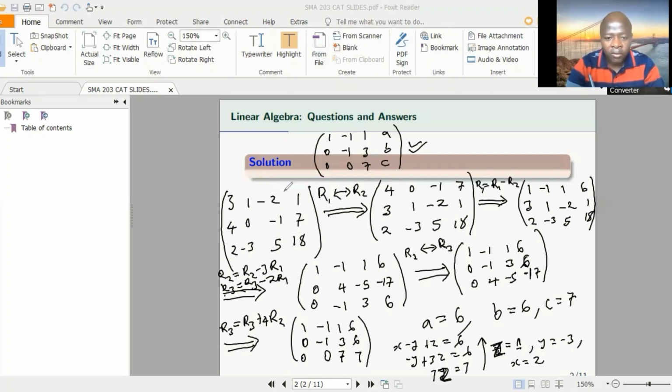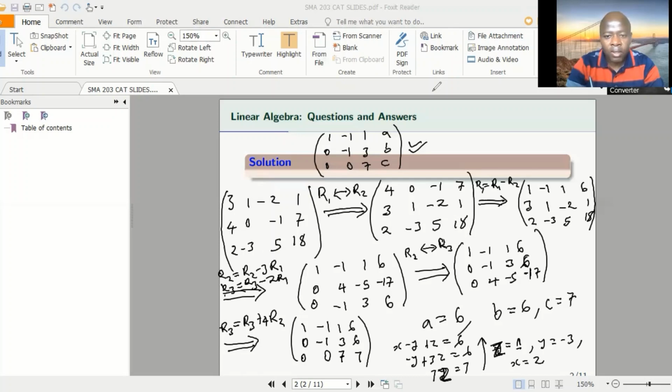The question wanted you, first of all, to reduce this matrix to echelon form. And after reducing to echelon form, find the values of A, B, and C, which we found to be 6, 6, and 7. And then after finding the values of A, B, and C, find the values of X, Y, and Z, just using this matrix.